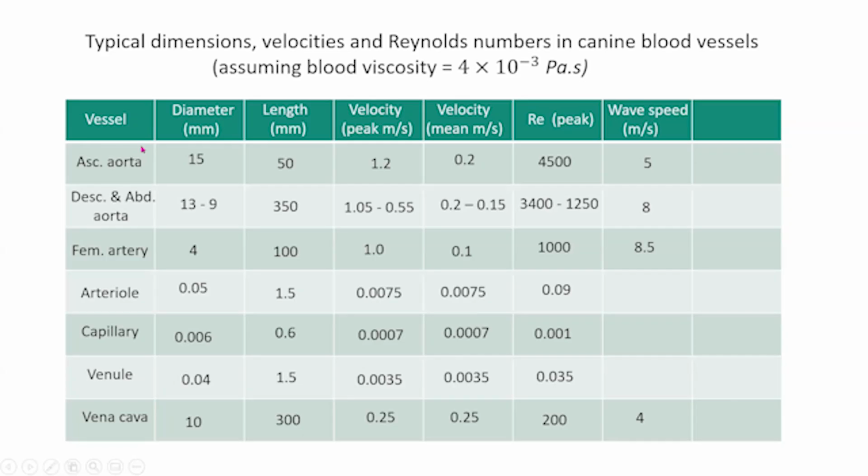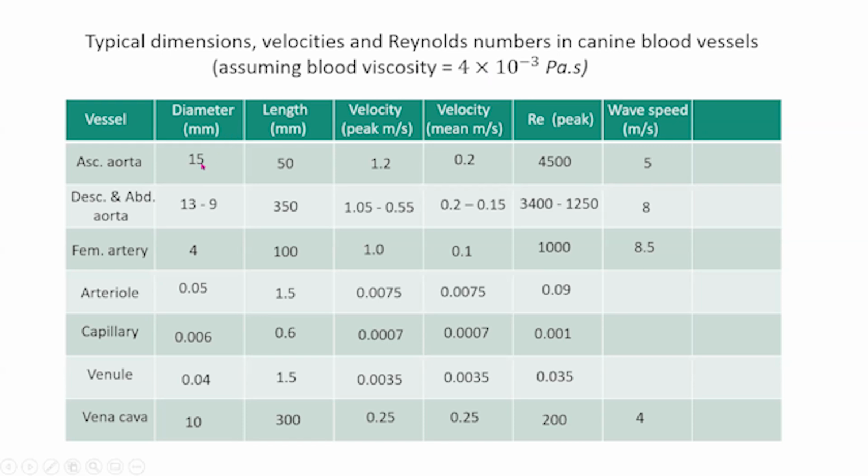And just to show you, you're not supposed to memorize everything in this table. There's no test at the end. It shows the typical dimensions, velocities, and Reynolds numbers in blood vessels of a dog, actually. Humans have a rather larger aorta, for example, than dogs, etc. And the Reynolds number is calculated assuming a viscosity of 4 millipascal seconds, which is 3.8 times the viscosity of water.